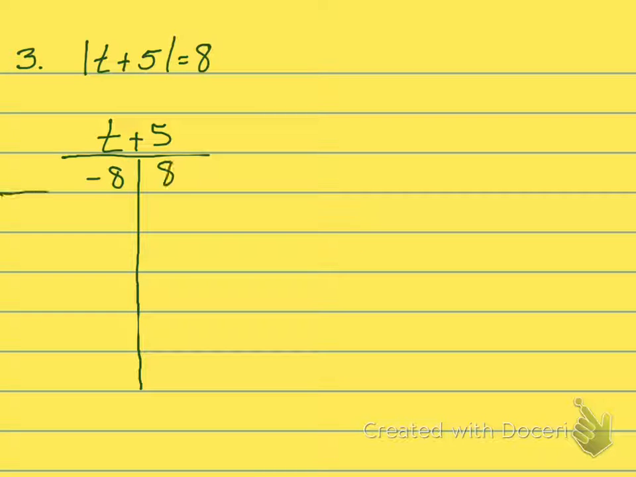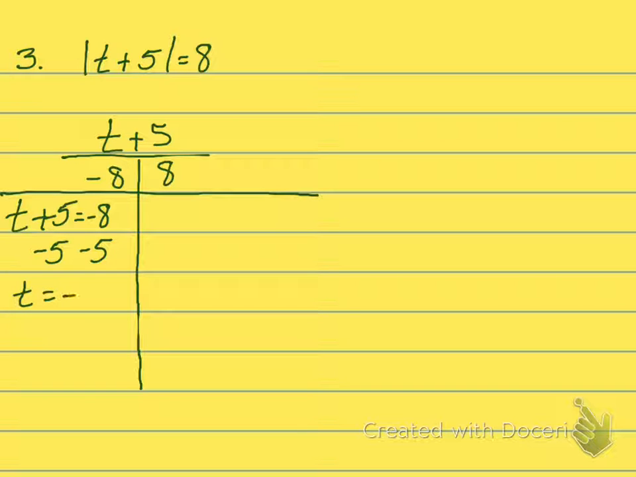Alright, I did number 3 first. Number 3 was the absolute value of t plus 5 equals 8. Remember, we're going to work these out on a t-chart. We're working inside the absolute value bars. That's why we don't have the absolute value bars written down. The equation is t plus 5. That needs to be equal to negative 8 and positive 8.